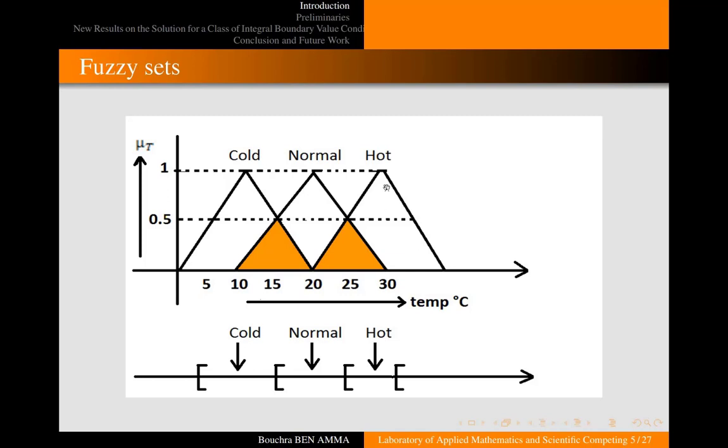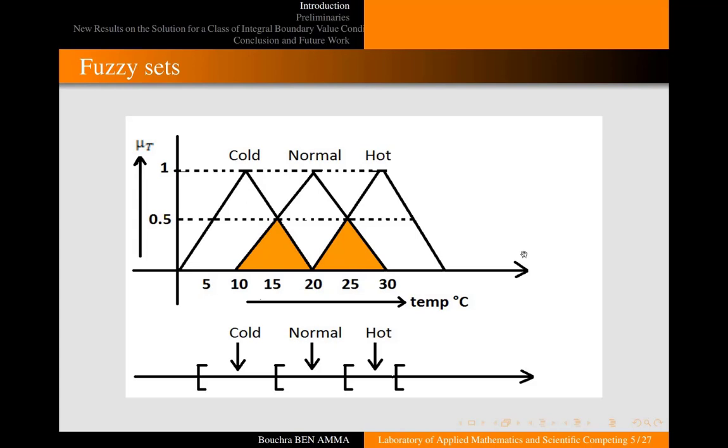If I would like to choose another temperature, for example 25, or maybe 15, it can be here. It can be simultaneously normal and cold with membership grade 0.5. Well, 15 is both normal and cold. If I would like to choose another temperature, for example 22, this temperature more likely belongs to the subset normal, whereas if I choose another temperature, for example 28, this temperature more likely belongs to the subset hot.